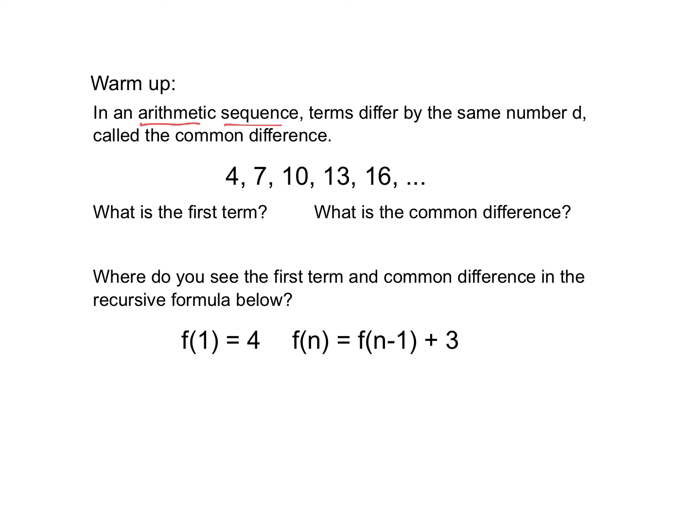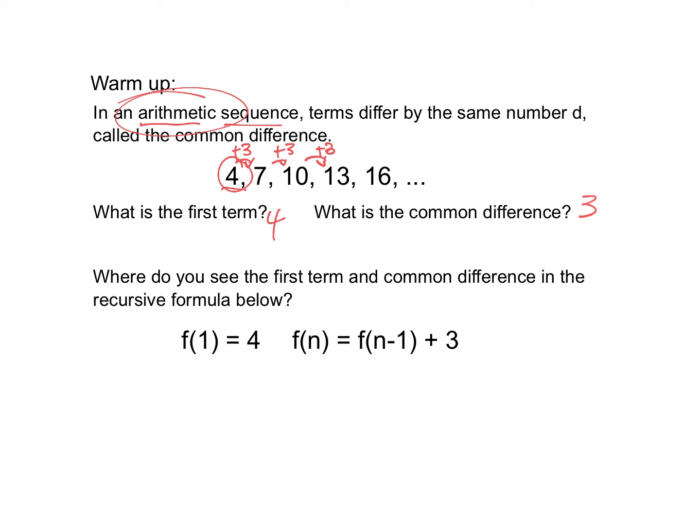All right, so we know this is an arithmetic sequence because there is a common difference of 3 each time. So it's going up by 3. Okay, so the common difference is 3. The first term in this sequence is 4. So it starts out with a 4 and then it's going up by 3.